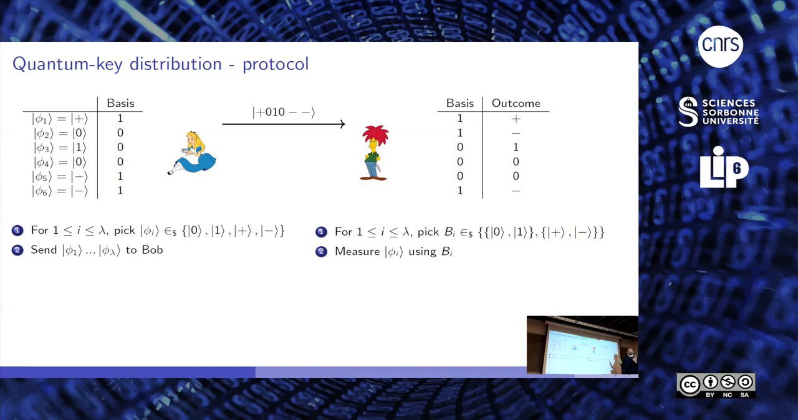But is it clear, at least for now, what's happening? Bob is just picking random bases and measuring the qubits. And some of the values are good, some of them are not. But we'll see how they will follow the protocol then. So far, so good.